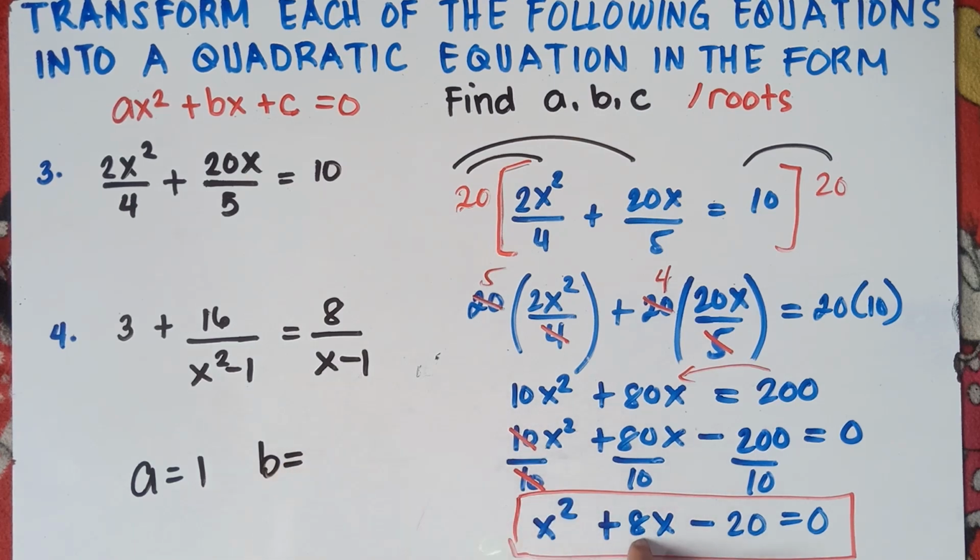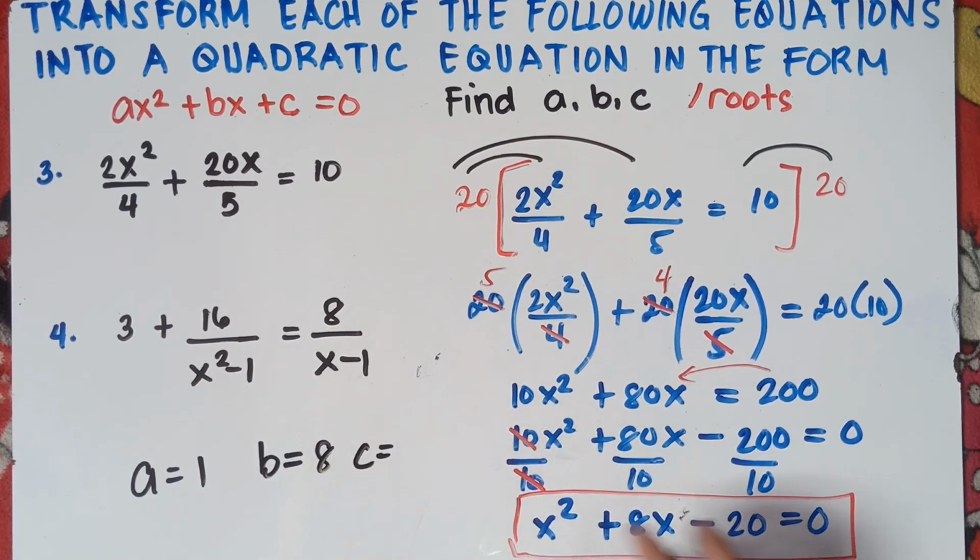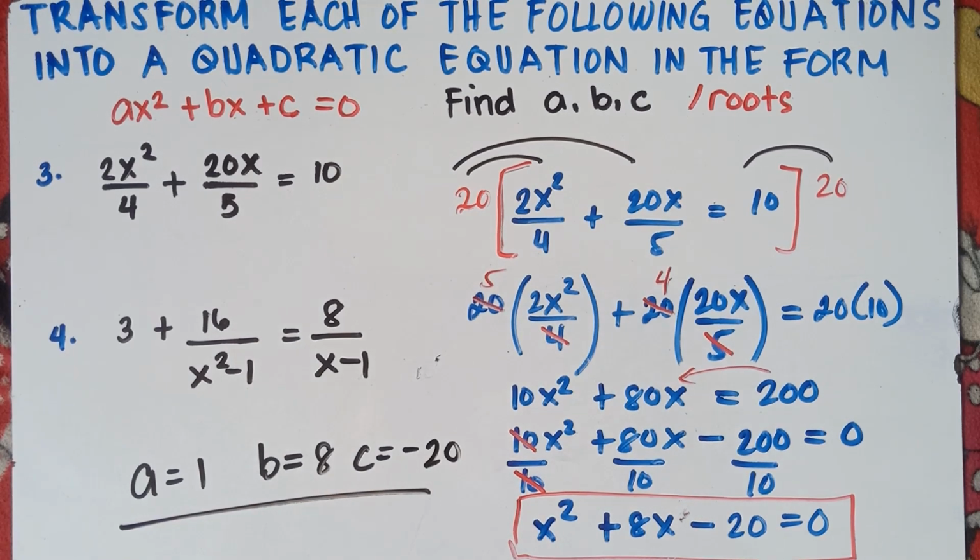Our B is beside x. X with the exponent of 1, we call it the linear term. So our B is beside x, the linear term. B is 8. And our C is the number, the constant, negative 20. Alright, so we have the value of a, b, and c.